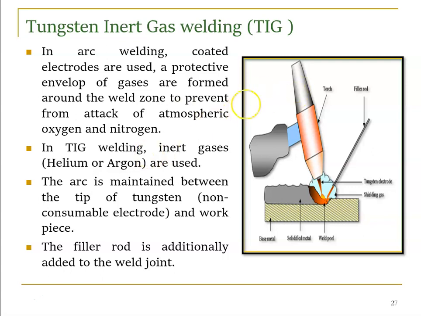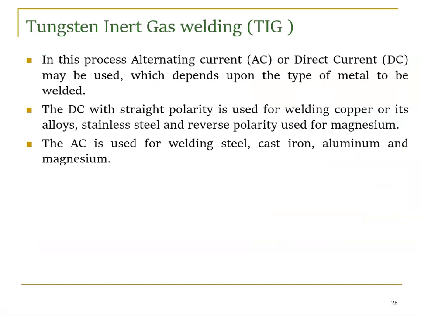The arc is maintained between the tip of the tungsten and the workpiece. Tungsten is a non-consumable electrode. The filler rod is additionally added to the weld joints. In this process, AC or DC may be used, alternating current or direct current, which depends on the type of metal to be welded. So based on our workpiece material, we need to choose our welding source. It may be AC or DC.